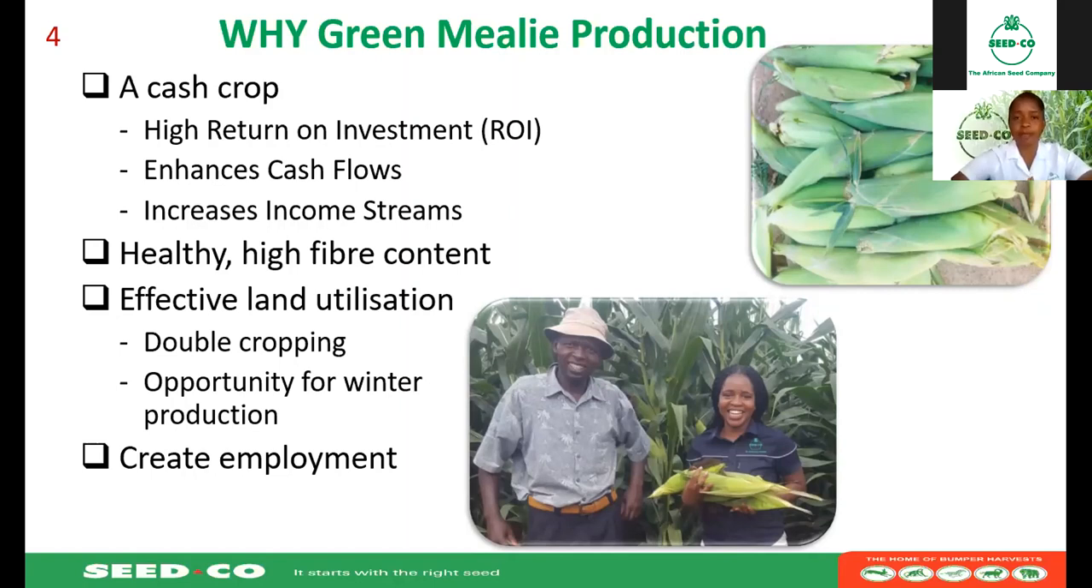Green Mealies is also quite healthy in the sense that it has high fiber content, which is desired in the dietary content of our food, given that nowadays there's talk of us moving towards being more health conscious.